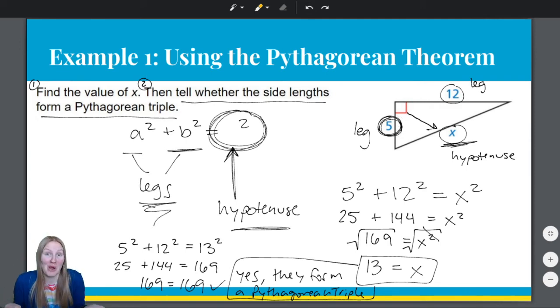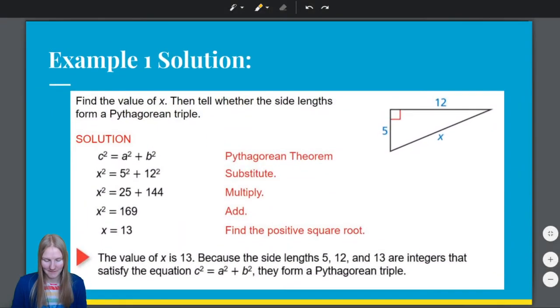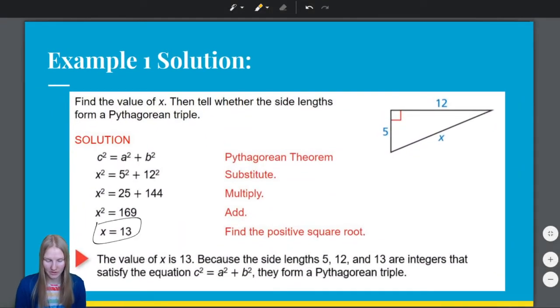And another way we can check is by scrolling to the next slide. Find the value of x. x equals 13. Because the side lengths 5, 12, and 13 are integers that satisfy the equation, c squared equals a squared plus b squared, they form a Pythagorean triple. So, we were right. Woohoo!